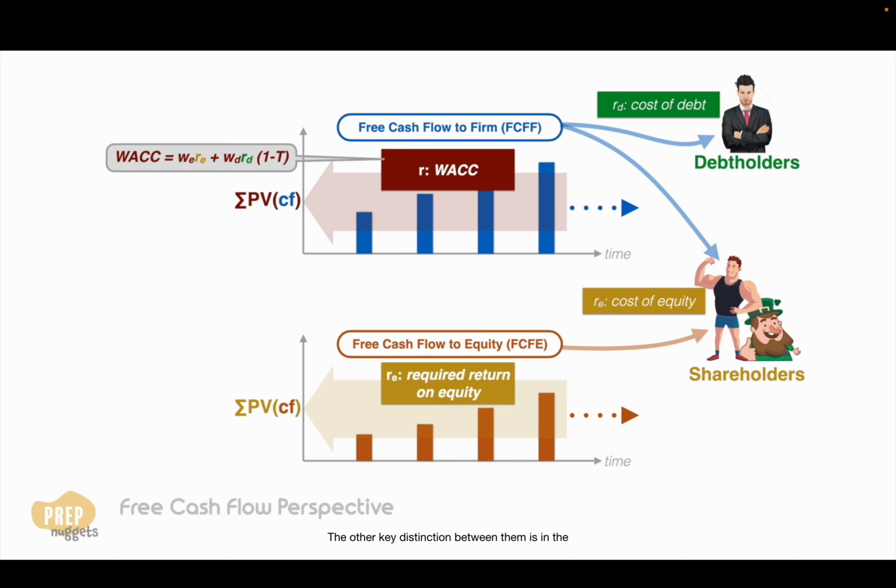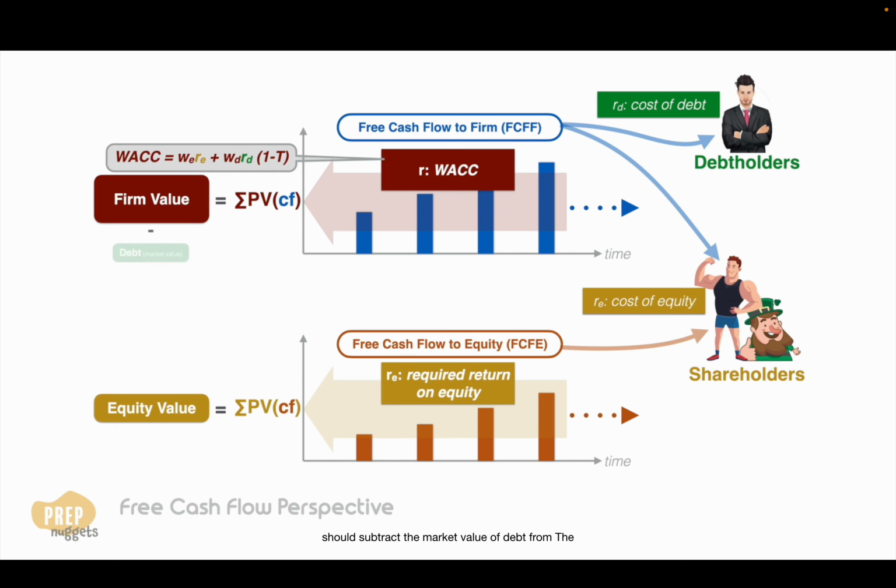The other key distinction between them is in the value that is calculated. FCFE, like dividend discount models, is based on cash flows attributable to shareholders only, so the present value of the cash flows is an estimate of the equity value. FCFF is based on cash flows to all providers of capital of the firm, so the present value of the cash flows is an estimate of the firm's value. In order to estimate the equity value, we should subtract the market value of debt from the firm value.